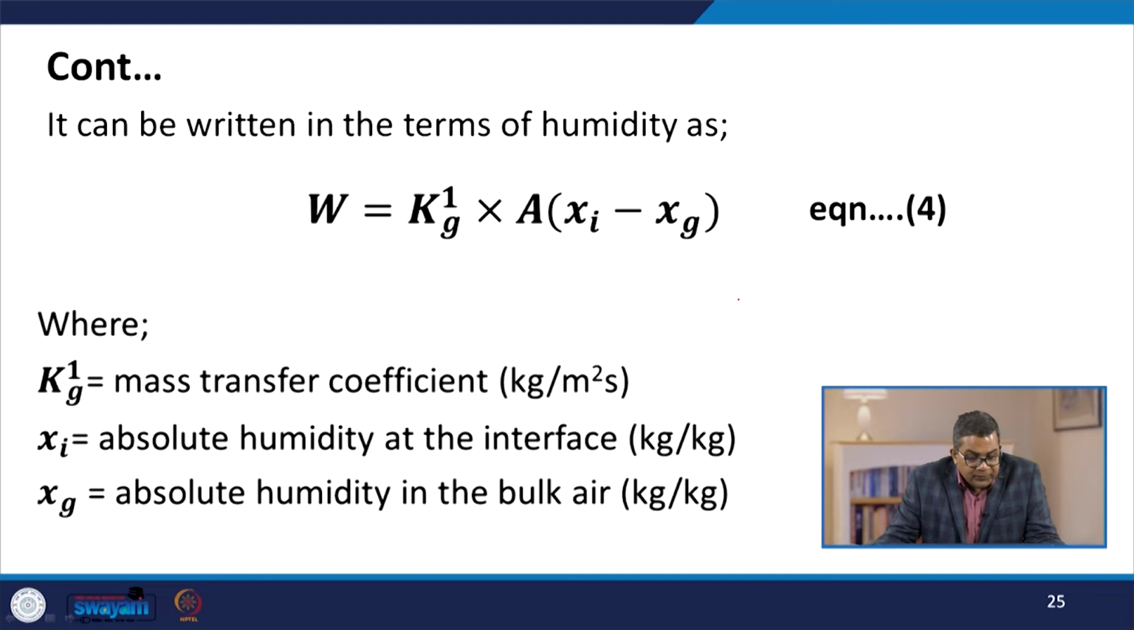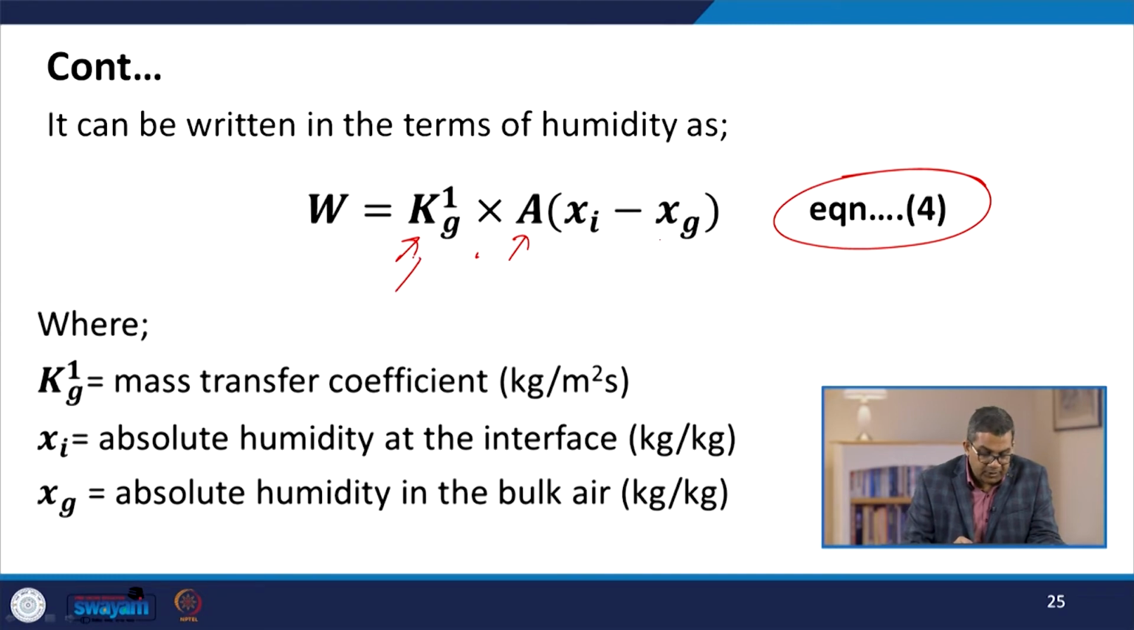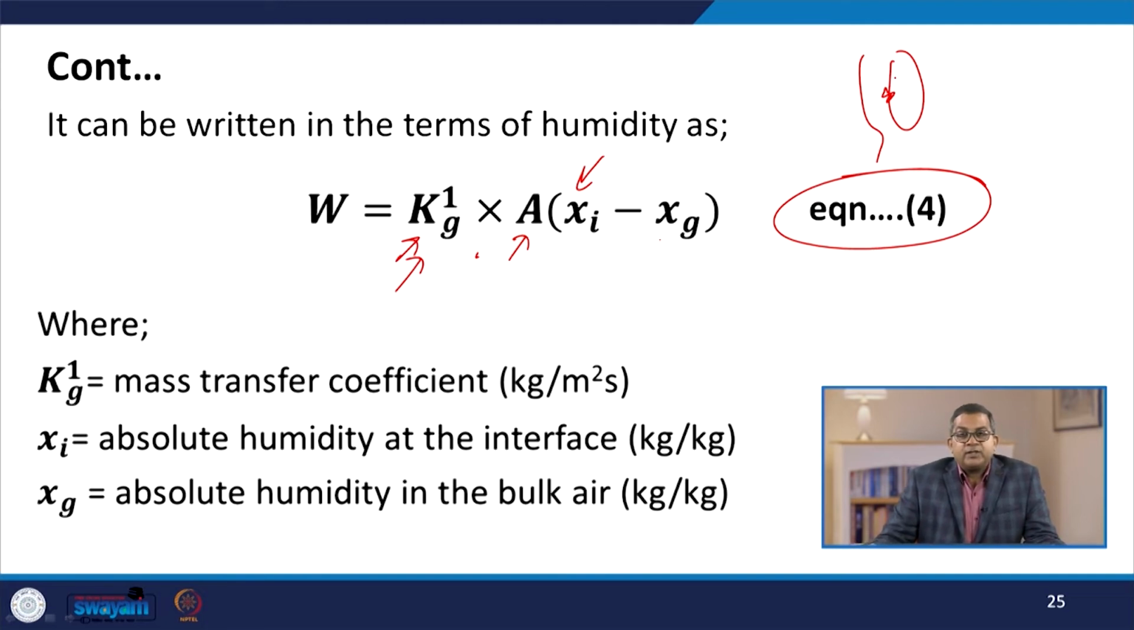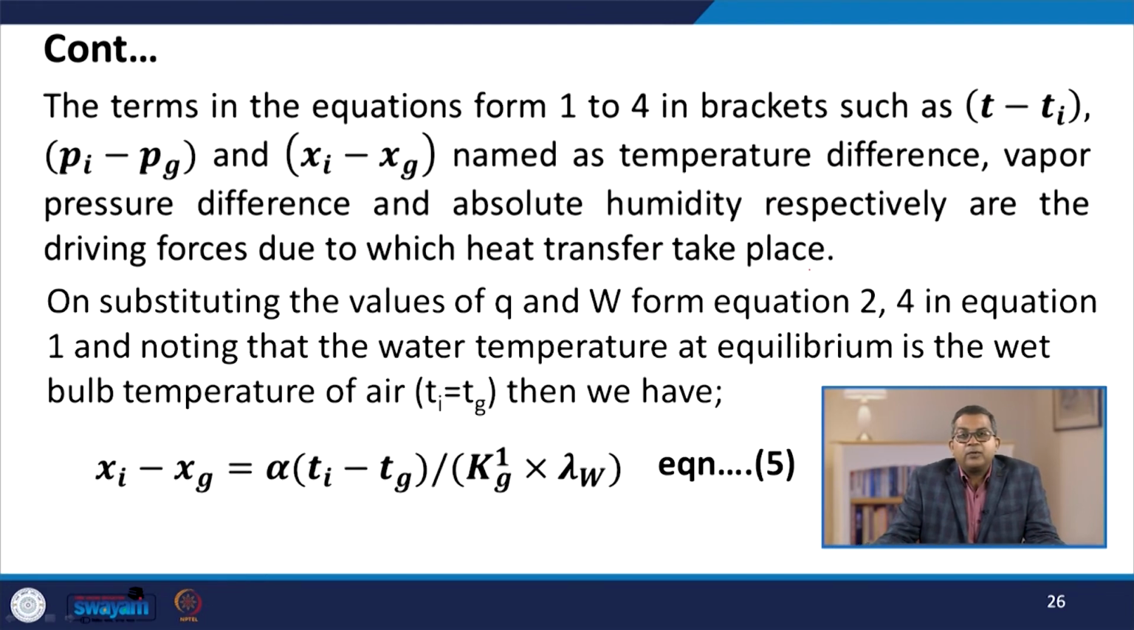Now, one can write this equation in terms of humidity, that is W is equal to K1G into A into (Xi minus Xg), where K1G is the mass transfer coefficient, having the unit of kilogram per meter square second. Xi is the absolute humidity at the interface, which has the unit of kilogram per kilogram, and Xg is the absolute humidity in the bulk air, again in the unit of kilogram per kilogram.